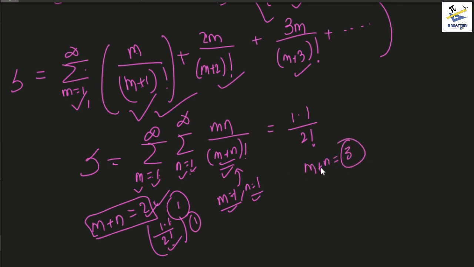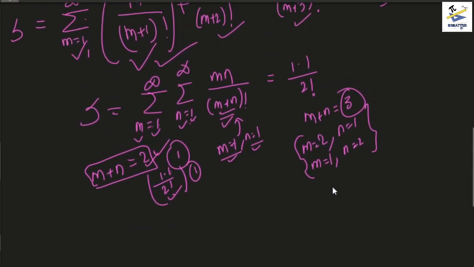And then again, what more values can m plus n take? Obviously m plus n can also take the value 3. But in what ways? Well, it can take in only 2 ways: m equals 2, n equals 1, or m equals 1, n equals 2. These are the 2 ways m plus n equals 3 is possible. There is no other way, because otherwise both of them have to be greater than or equal to 2, which will make it 4. So exactly one of them has to be a 2, and exactly the other one has to be a 1. Only then would the sum be 3.